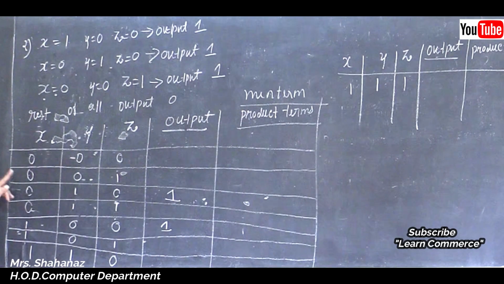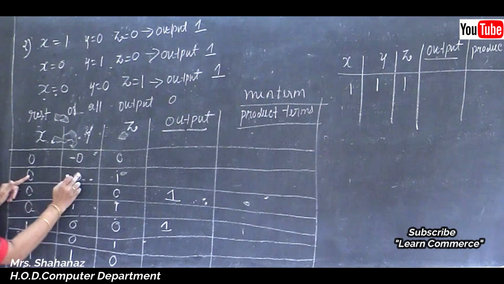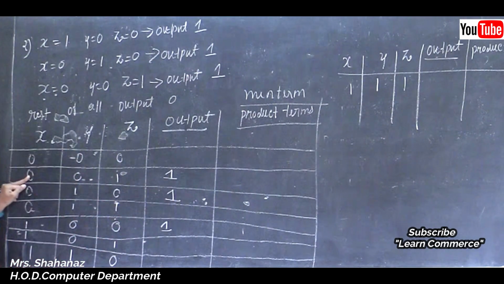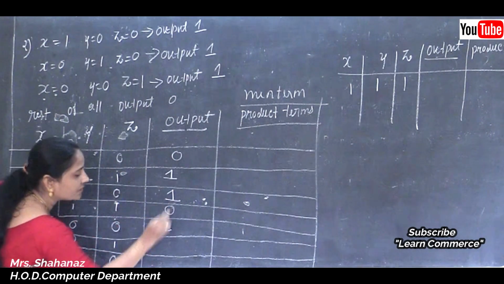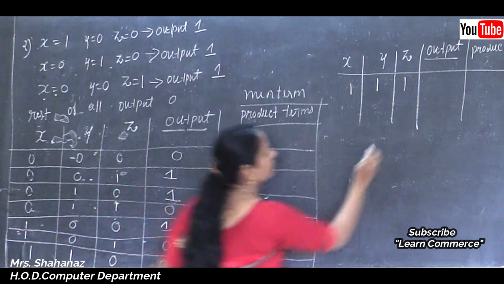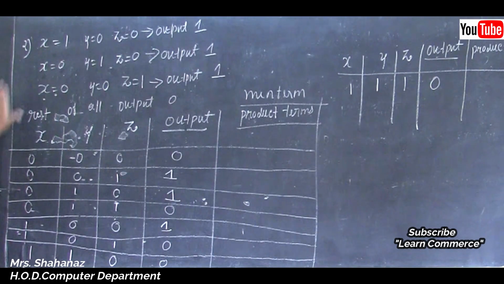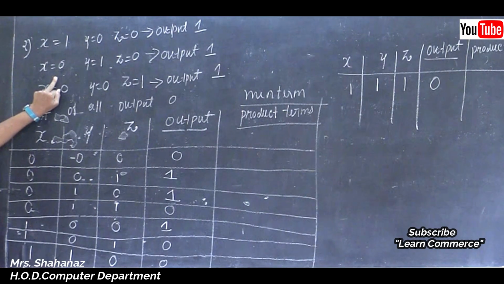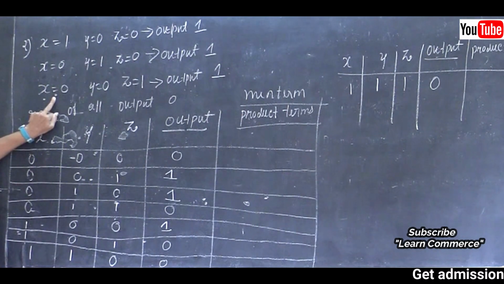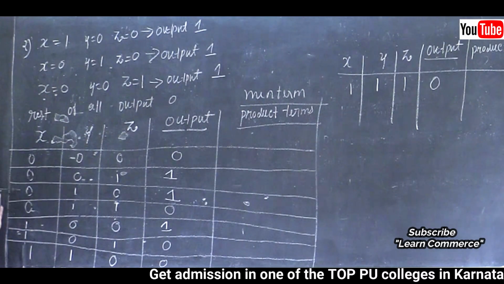So we need to search the value. 0, 0, 1 is there in our first column. That means I am going to take the output as 1, and in the rest of the places the value is 0. So just for 100, 010 and 001 we take the output as 1, and in the rest of the places the value should be 0.